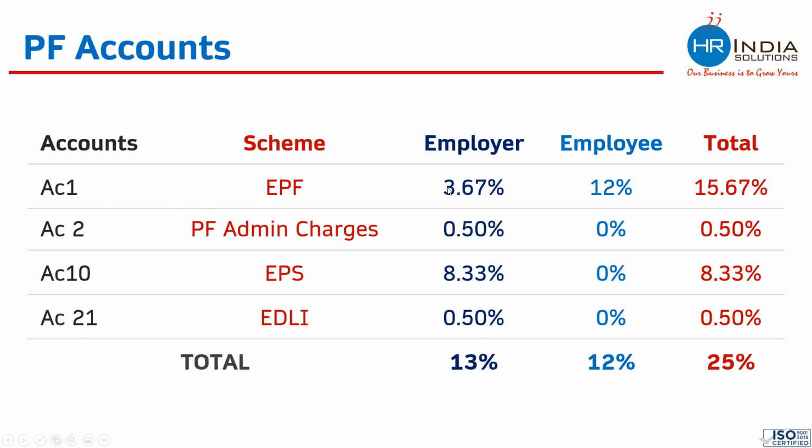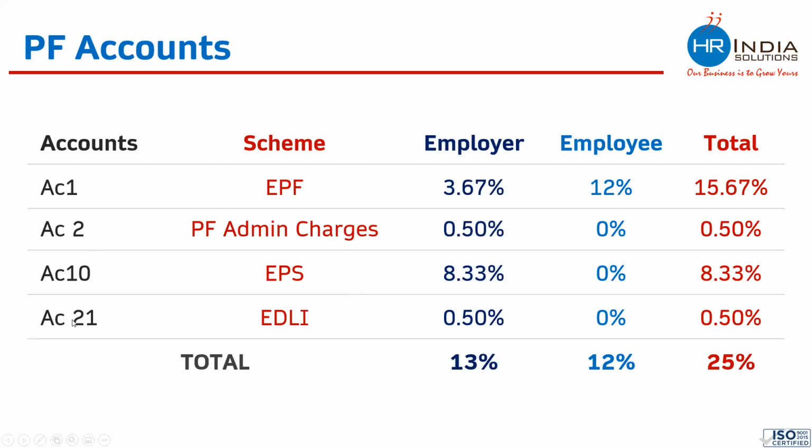EPF, the Employees Provident Fund, has a different account from which the EPF scheme is being managed. The PF admin charges has a different account from which the admin charges are being managed. The pension scheme has a different account from which the pension scheme is being managed, and EDLI has a different account from which the EDLI is being managed. Right. So these are four accounts in which all these schemes are being managed.